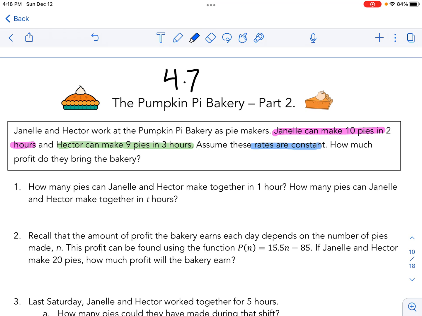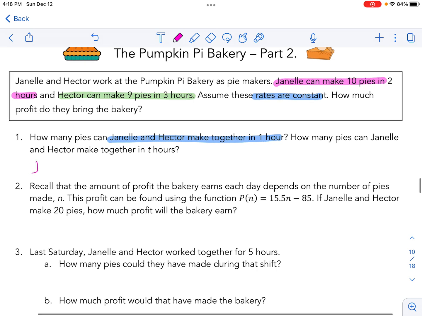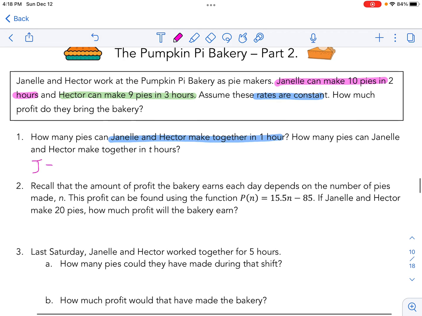Okay, assume the rates are constant. So what they're saying is that we can come up with a rate that applies hour after hour after hour. And it says how much profit do they bring to the bakery. So we're looking at the pies that they can make. And so this first question is, how many pies can Janelle and Hector make together in 1 hour? So we are looking at this in terms of 1 hour, that is, finding their rate. The rate of pie making per hour.